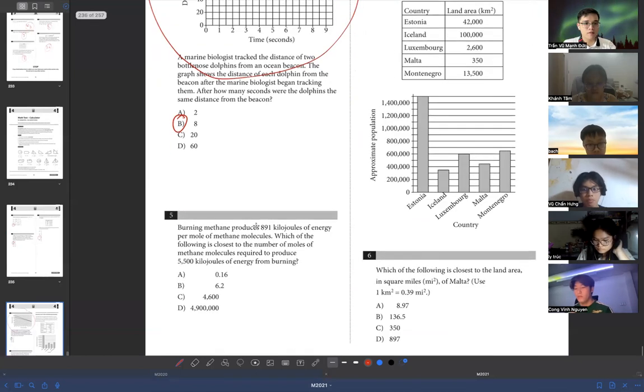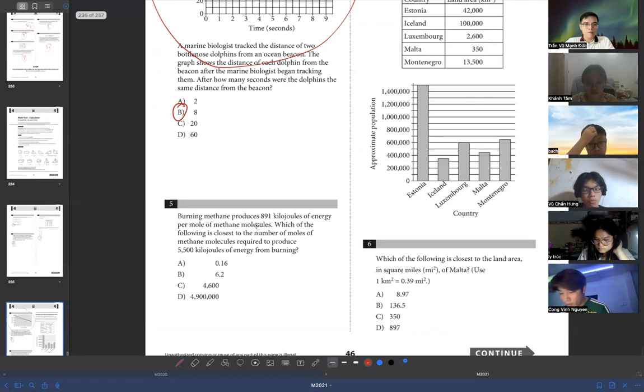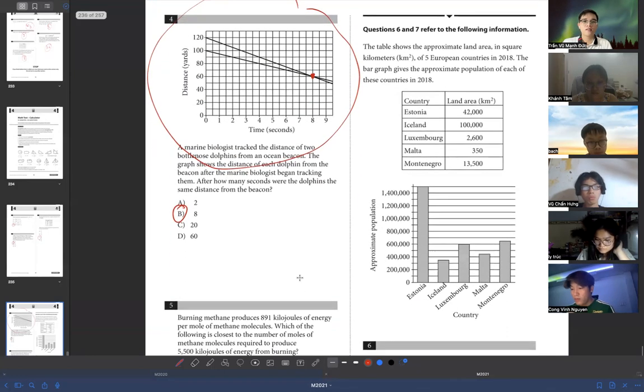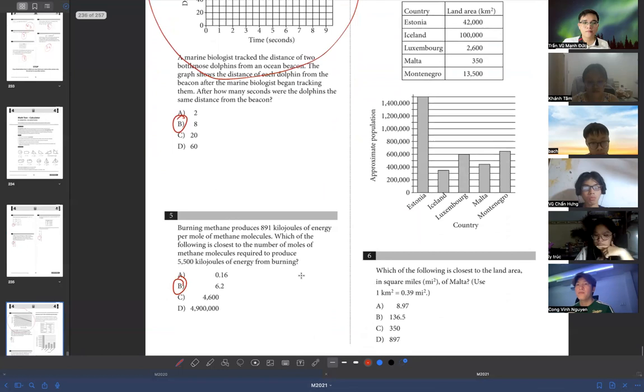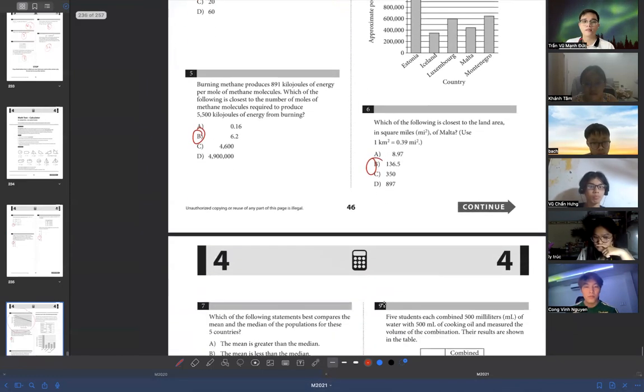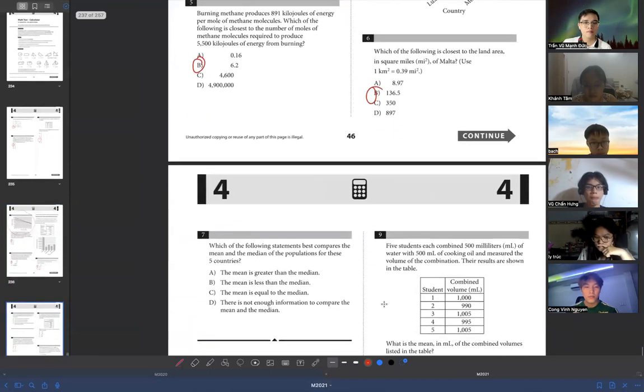All right, next one, 5. 5 is B. Okay. All right, next up is 6. 6B. 6B, which is, yeah, this just reads the graph. 7. 7A. 7A, the mean is greater than median.